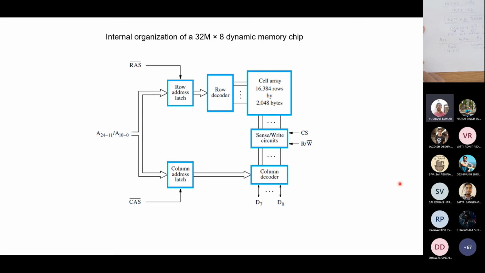2 to the power 14. Yes, 2 to the power 14. That means 16,384 rows. If you look into the PPT slide, you will find that the cell array has 16,384 rows. So using these 14-bit row addresses, we select one of those rows.